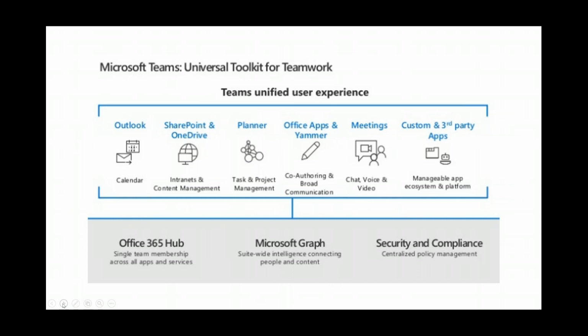It does include Outlook and its calendaring. It's obviously got SharePoint and OneDrive. We've got Planner in there for task and project management. We've got Office apps and Yammer with co-authoring and that broader communication, meetings, chat, voice, and video, and then all the third-party apps that you can bring into the different areas of SharePoint and Teams. And all of that has underneath it the Microsoft 365 Hub, the Microsoft Graph, and all the security and compliance that goes with all of that stuff.